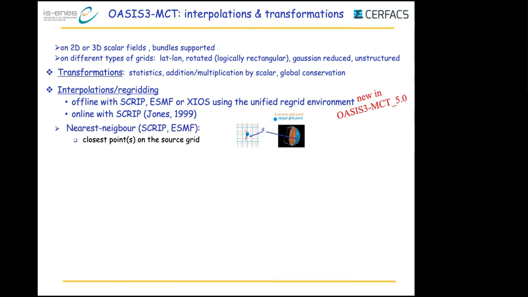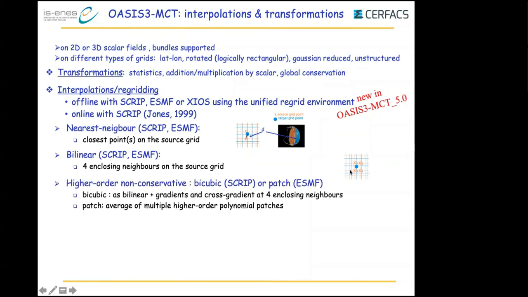So you can, for example, do a nearest neighbor. This means that for each grid point of the target grid, you will use the closest point on the source grid. You can have a bilinear algorithm, so for each target point, you use the 4 enclosing neighbors. You can even use a higher order non-conservative, like a bicubic or a patch algorithm from ESMF.